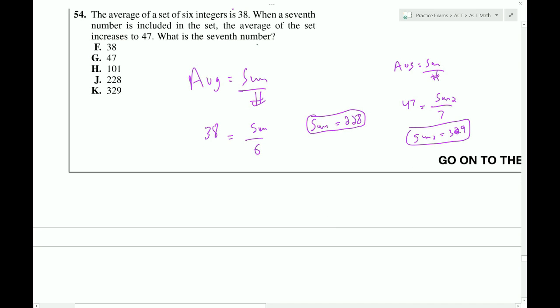What is the seventh number? So at this point, you realize that this is a sum of the first 6, and this is the sum of the first 7. So the way to figure out the missing number is to just subtract these totals, right? It looks like it's going to be 101.